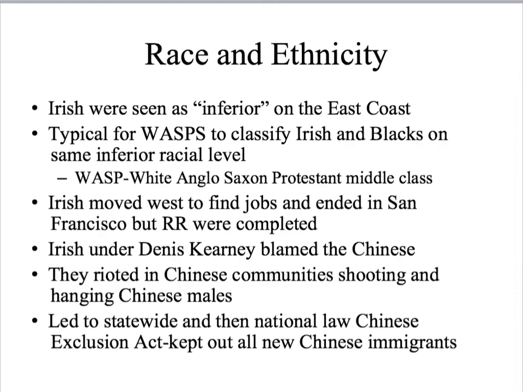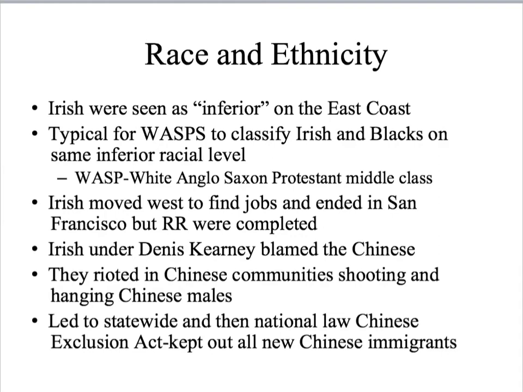Another problem during this time period was the conflict that would take place between immigrants as they tried to build these railroads. The Irish on the East Coast were seen as inferior by mainstream Protestants. Many Irish were classified on the same level as African Americans were, as being some type of inferior race. Example at this time period was that the mainstream of America was called WASPs, or White Anglo-Saxon Protestants, in the middle class. The Irish tried to get away from this racism by moving west in order to find jobs, and they ended up in San Francisco.